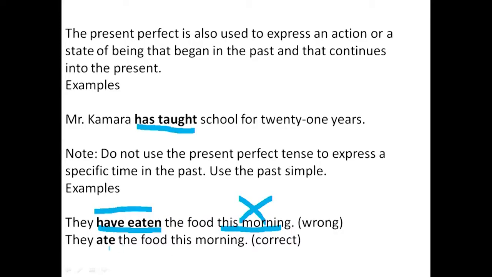So, they ate the food this morning. So, of course, it's correct because it's past tense, it happened there, and stopped there. And to indicate that something happened and then stopped there, of course, we have what? We have this time marker, this morning, of course.